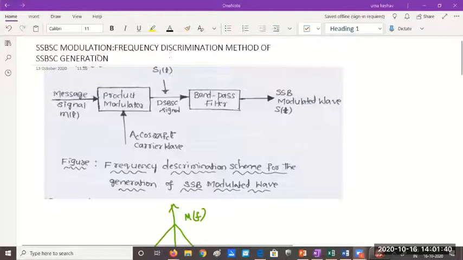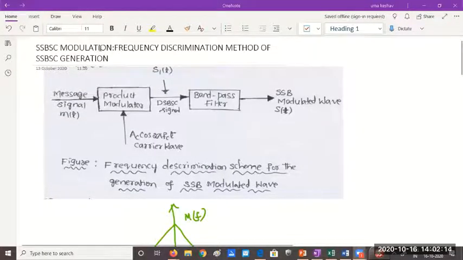We were talking about single sideband suppressed carrier modulation. In single sideband suppressed carrier modulation, unlike the earlier two methods, DSB-FC and double sideband suppressed carrier, where we used to discuss the time domain analysis of the signal first and then draw the spectrum, here we are doing frequency domain analysis first.